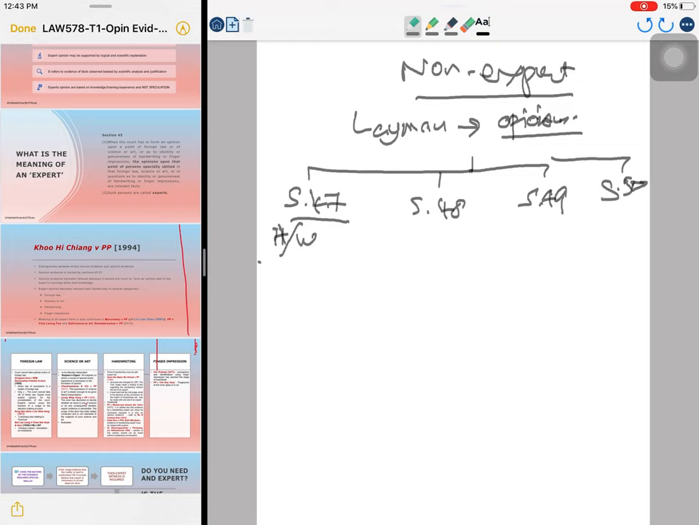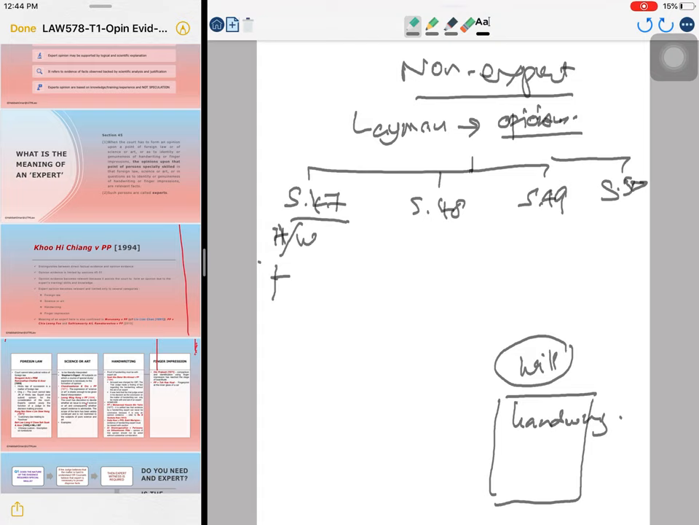So in this case, when you are dealing with handwriting, whether this is the person's handwriting or not, handwriting can be proven in three ways according to the case of Fakhruddin. Number one, to prove that the handwriting is the handwriting of a person. Say, for example, you have a will. This particular will is handwritten. Someone is claiming that this is not the will of the deceased, while another person is claiming that this is the will of the deceased, genuinely written by him. So you have a dispute whether this will is written by the deceased or not. So that is the issue.